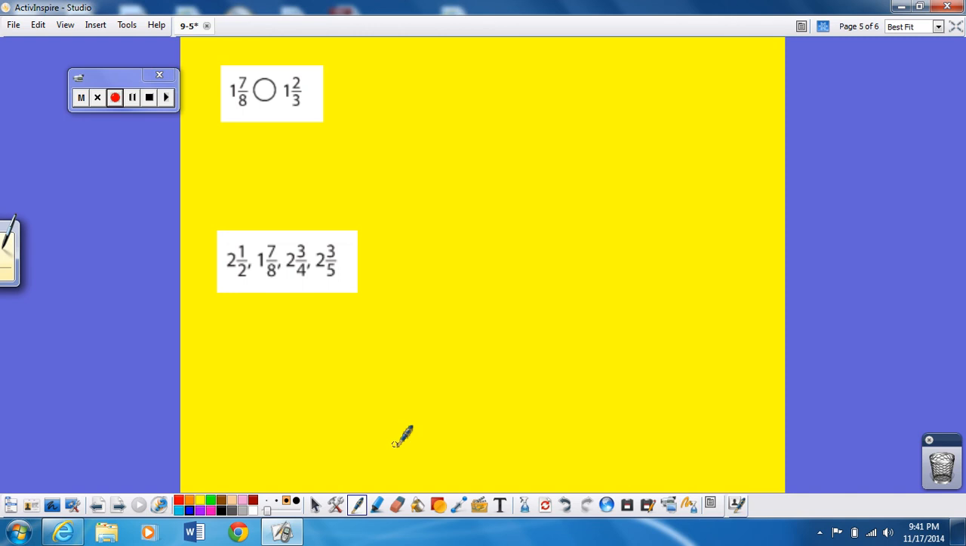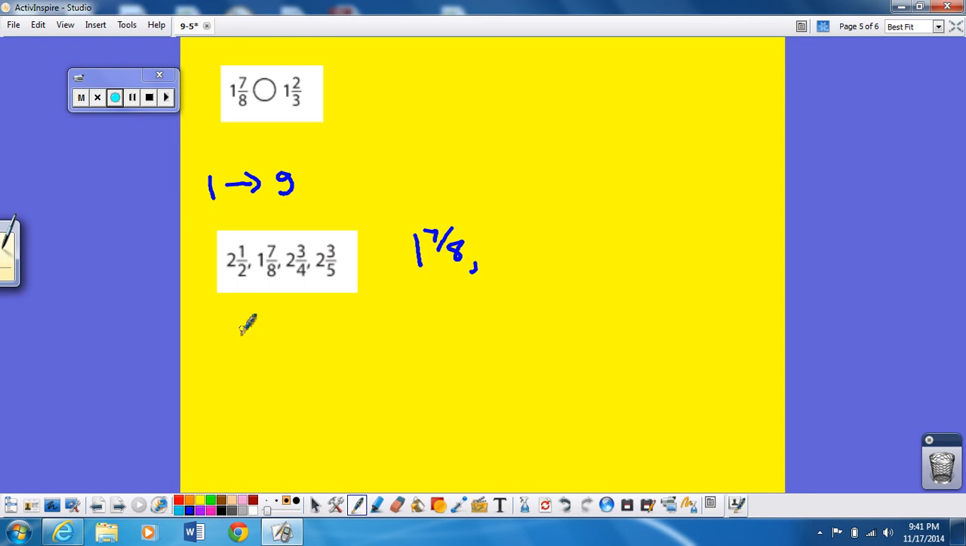I have 4 mixed numbers, and before you panic, I want you to take a look at those mixed numbers. I didn't tell you what we're going to do here, but we're going to do least to greatest. So I can look here immediately and see that I have this one number, 1 7/8, that only has 1 in the whole number spot. So I know that's going to be first. Now I've got to look at my other 3 numbers.